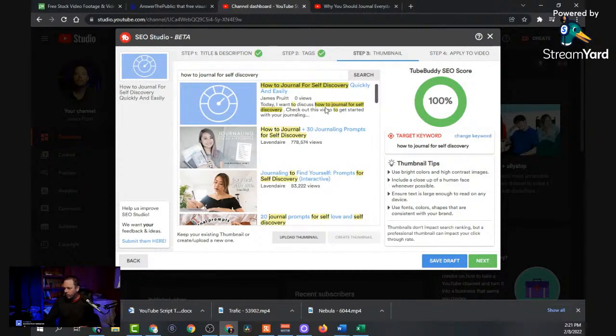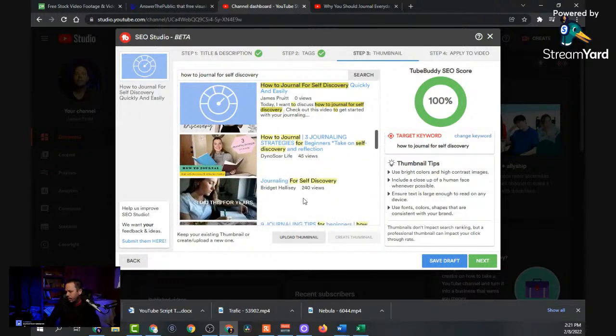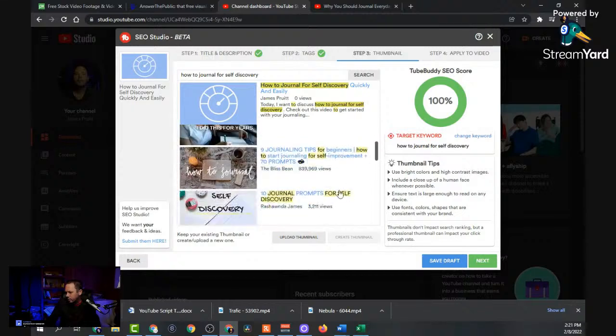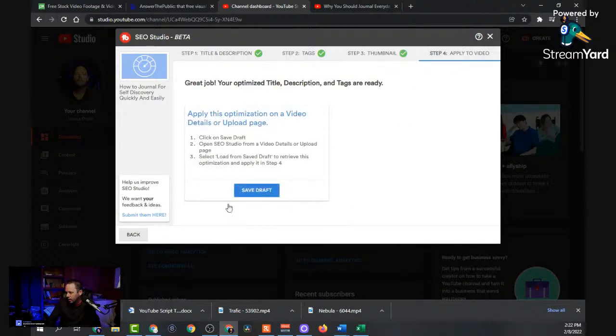And then here we can see how our stuff would show up in a search listing. And there we go. Journaling for self-discovery, how to journal, 3 journaling strategies. But this is how mine would look. And then I still have to create a thumbnail, which we'll do in just a little bit. And we're going to save the draft.